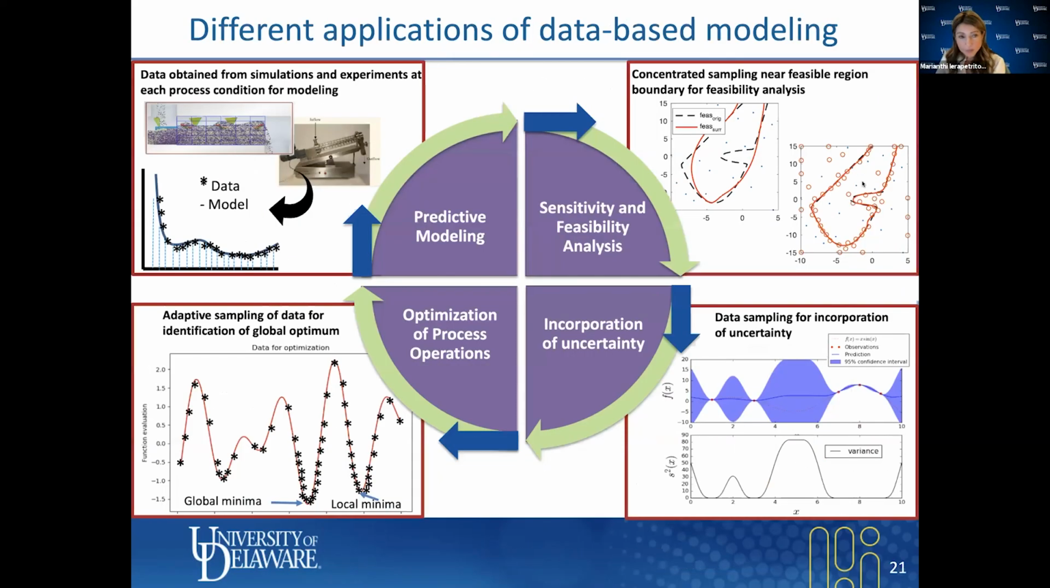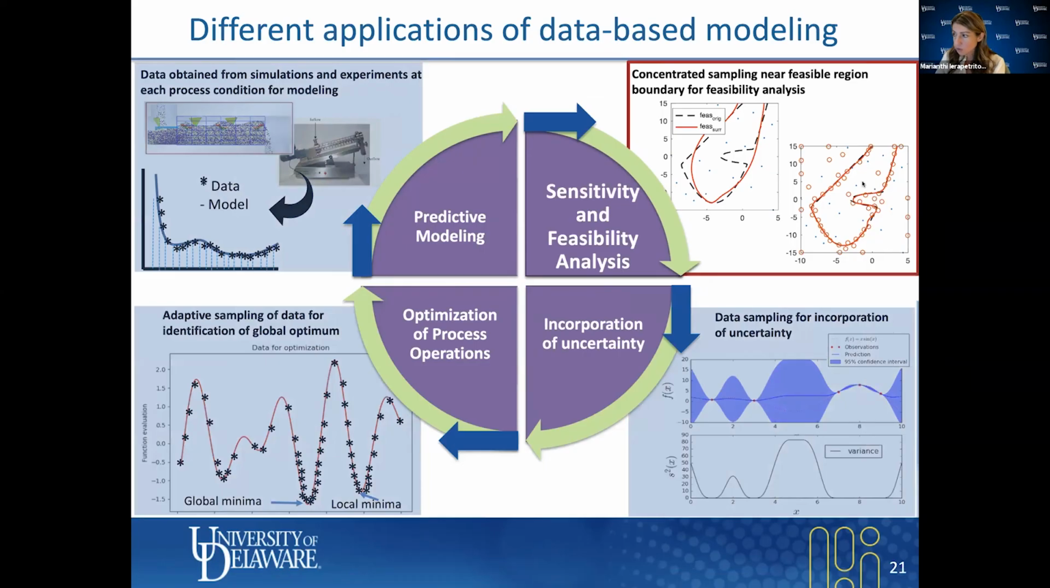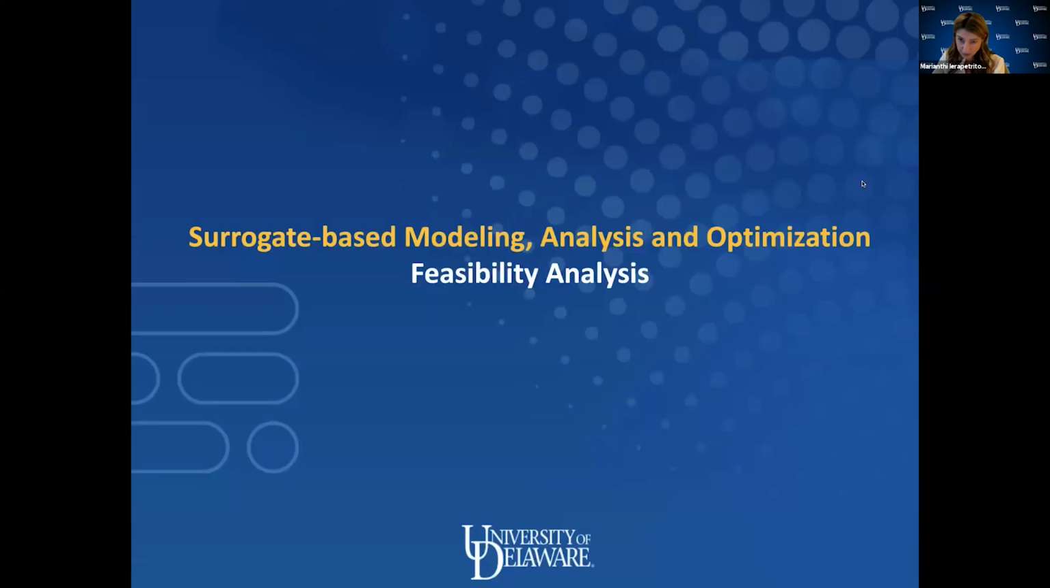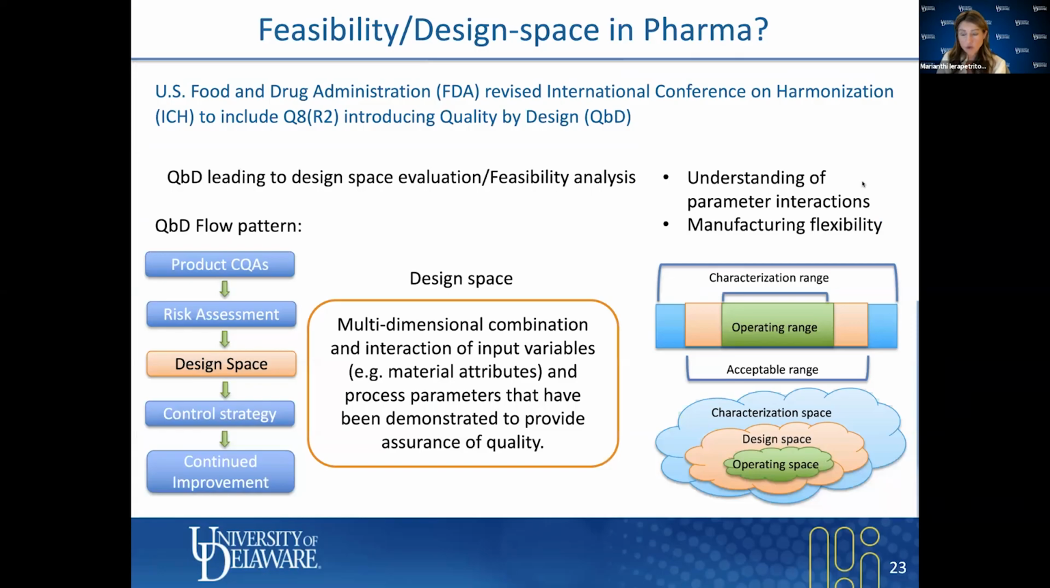So moving on, it's important to be able to have models to predict the behavior of the process, but also it's important to be able to see where these models are feasible, so we are able to operate in these areas. Of course, the idea of feasibility analysis is also explored in the pharmaceutical industry, where the idea is emphasized with the quality by design initiative and the exploitation of what they call design space.